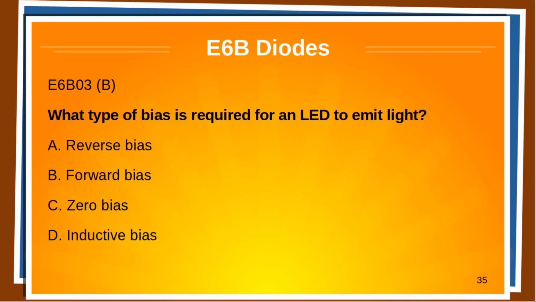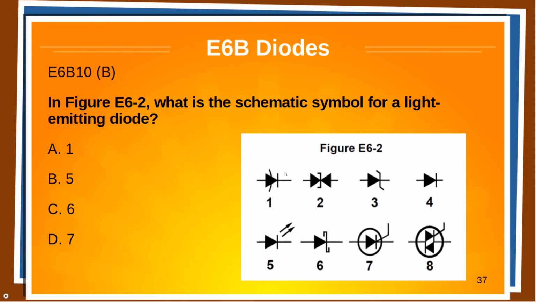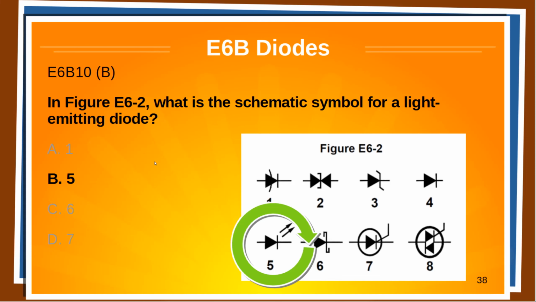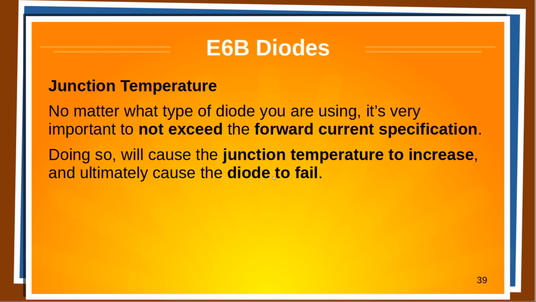So what type of bias is required for an LED to emit light? What's the schematic symbol for a light emitting diode? Oh, you circle out. Okay. Oh, here's the junction temperature. That's in the beginning.